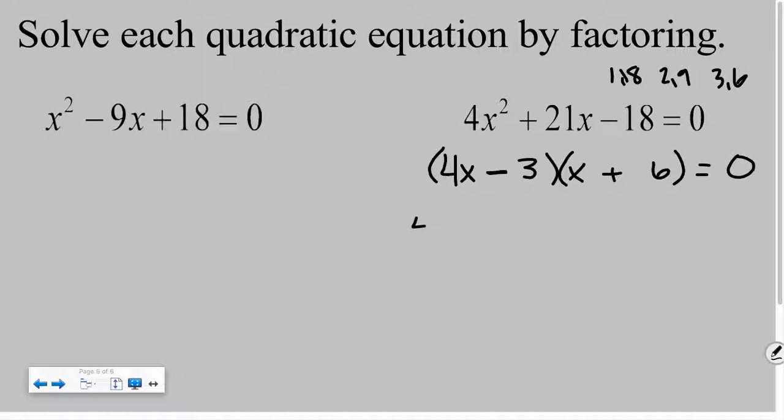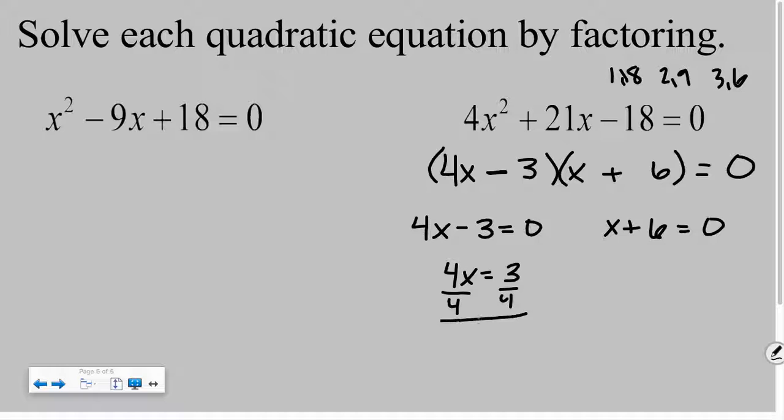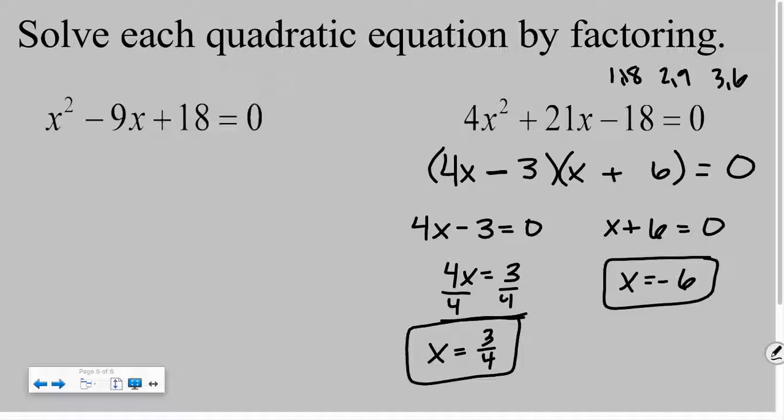Then we're going to take what's on the inside and set it equal to 0. So 4x minus 3 equals 0. x plus 6 equals 0. To get x by itself over here, I need to add 3 over. And when I add 3 over, I get 4x equals 3. And then what do I have to do? Divide by 4. So one solution is 3/4. On the right one, subtract your 6 over, and then you get x to be negative 6. So you will have fractional answers today. So be aware of that.